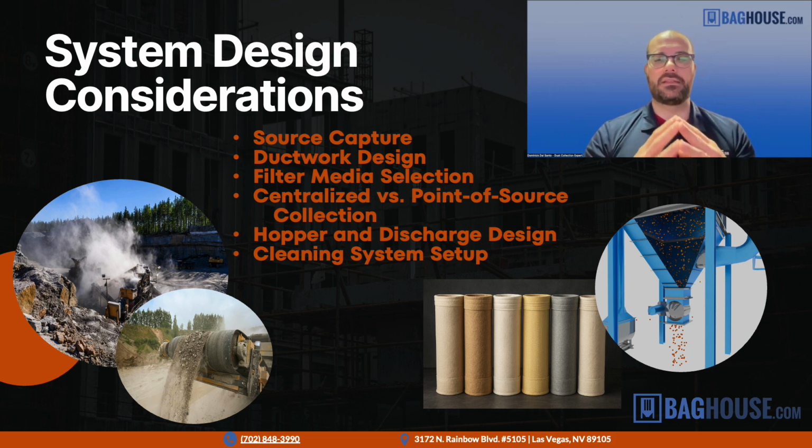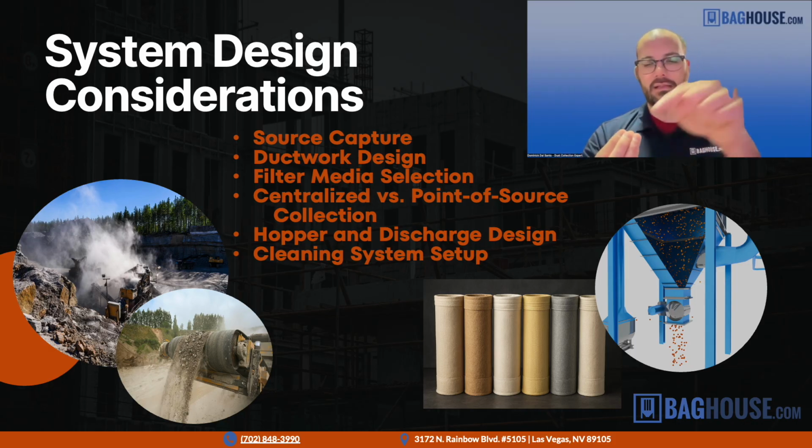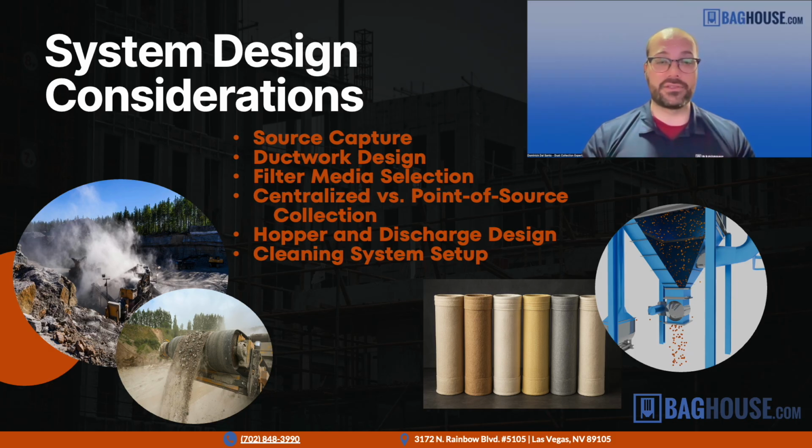Another thing that comes up often is centralized versus point of source collection. So centralized is where you have a single dust collector that's connected via ductwork to many different dust sources. This is the standard type of system. Point of source collection is where you have the dust collector built into the thing making the dust. Now in older plants, this was done a little bit more often, I would say, than in more modern plants. So you might see older dust collectors built into, say, a really big screw conveyor or on certain belt conveyors.